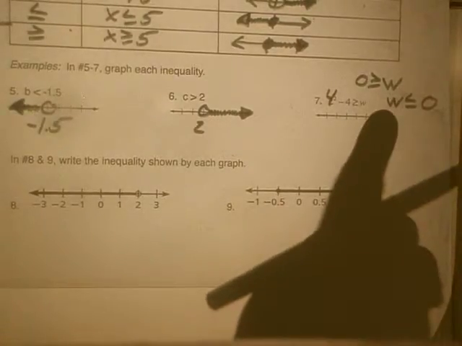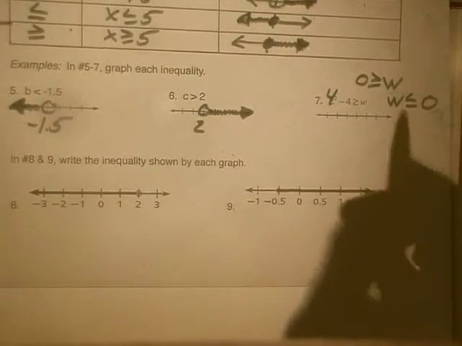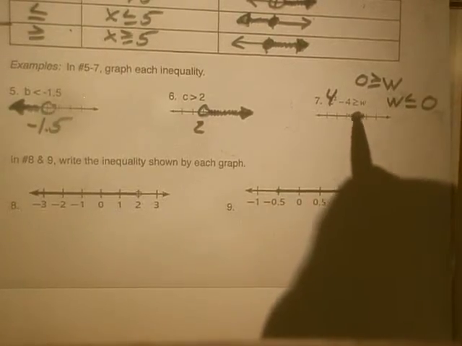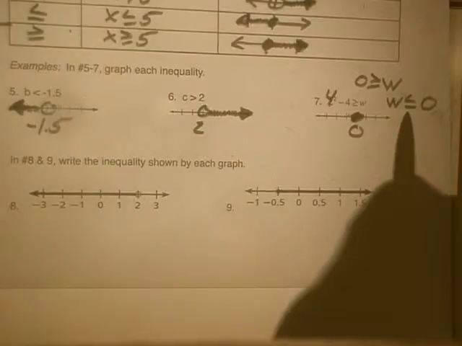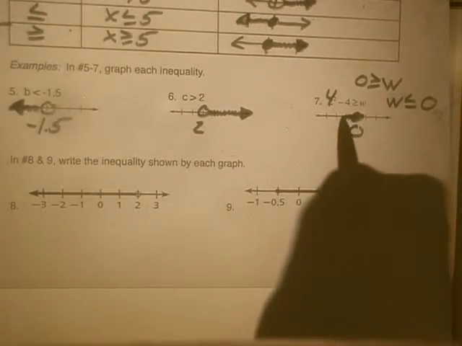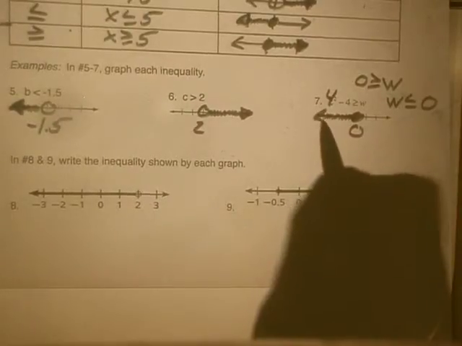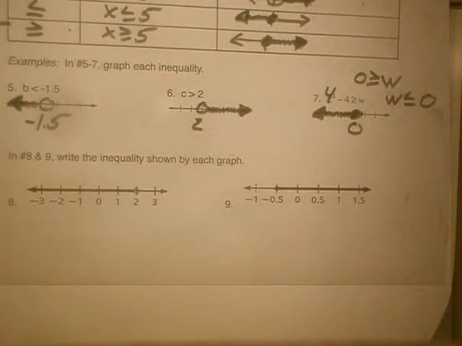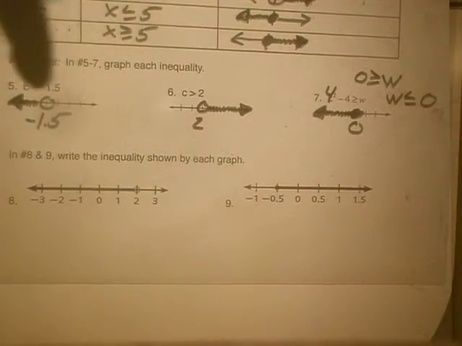And now, since the variable is on the left-hand side, we can have a colored in circle right here at 0. It's colored in because you have the equal to. And now everything to the left. So you can only use those as an arrow if your variable is on the left-hand side.